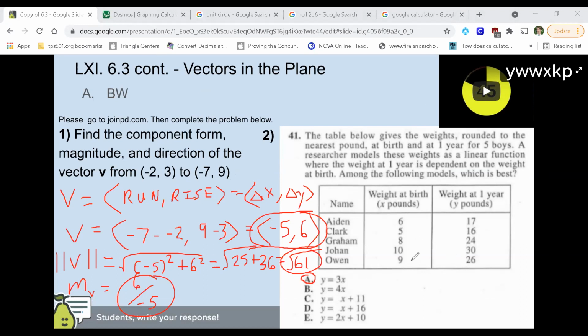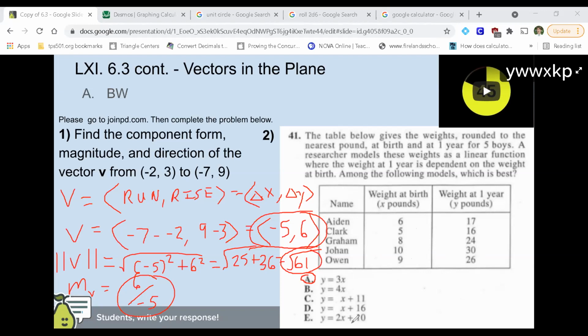Yeah, if you just play around with these equations, you'll see that 6 times 3 is about 17. 5 times 3 is about 16. 8 times 3 is exactly 24. 10 times 3 is exactly 30. And 9 times 3 is 27, which is almost 26, right? So that works out pretty nicely.